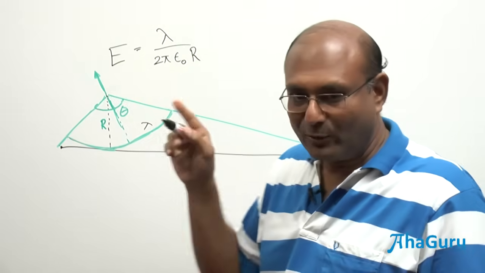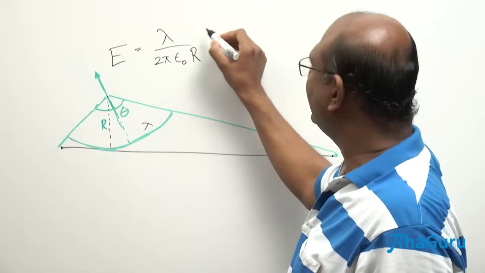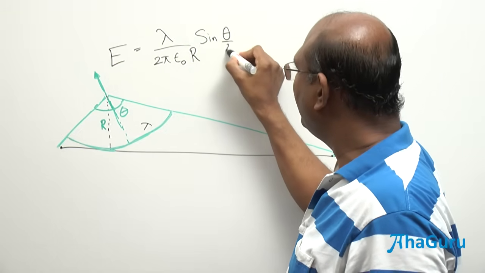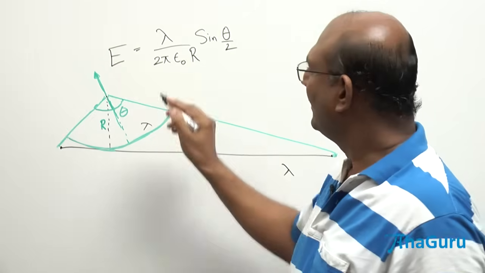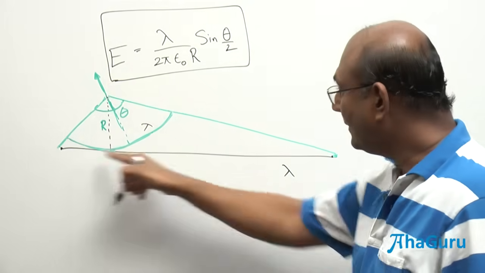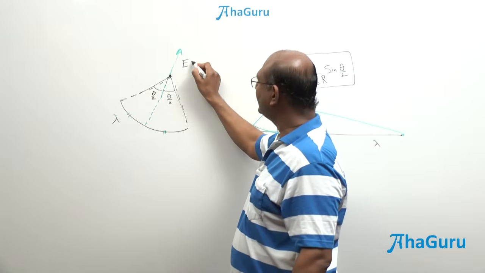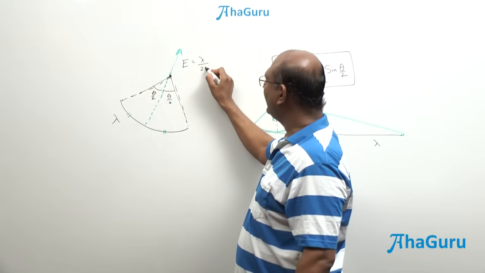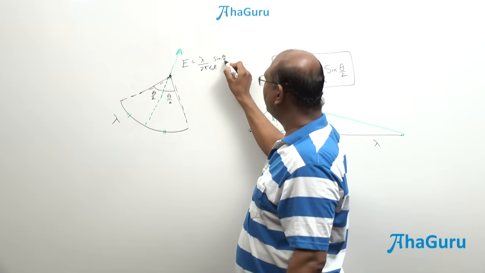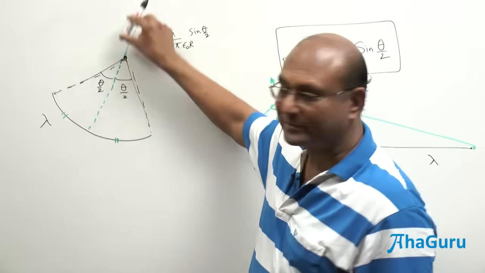Now this formula may look very simple, except that this is not the answer. This electric field, which is like that, is this into sine of theta by 2. Okay, so this is the electric field of a line or of an arc. Actually, it turns out for this arc, the answer is lambda by 2 pi epsilon naught r into sine of theta by 2, and it is exactly along the angle bisector.